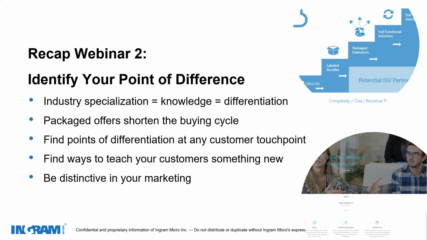Because let's face it, there's thousands of IT resellers out there selling Microsoft Cloud solutions. You need to find something that's going to make you a bit different. Another way to do it is differentiate based on the customer touch point. What is it that makes you different? Is it that your implementations are the smoothest, quickest, and most seamless, or is it the way some partners are going, which is focusing on the adoption after implementation?